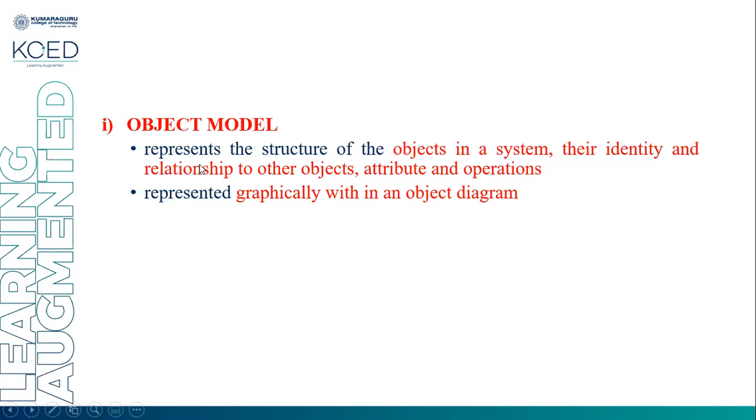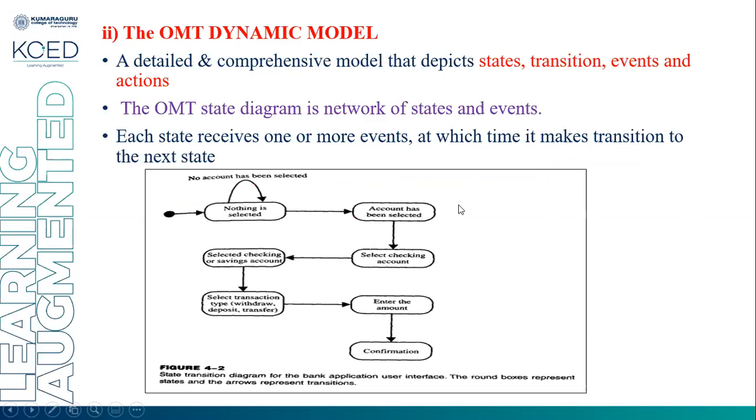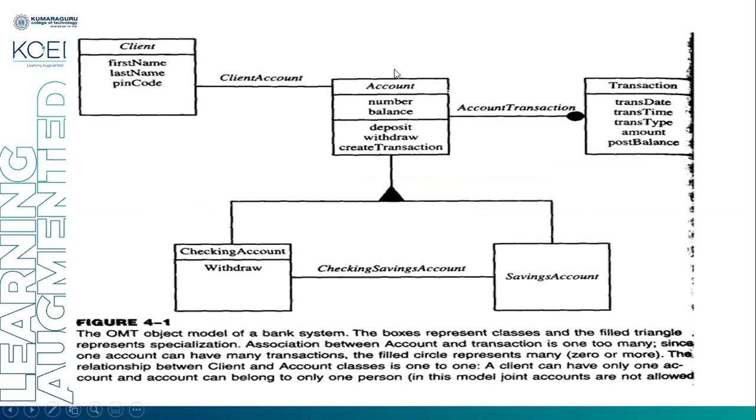Object model: it represents the structure of the objects in a system, their identity and their relationship to other objects, attributes of the objects and their operations. It is represented graphically within an object diagram. So see this example. An account contains a checking account and a savings account. These rectangular classes contain three compartments or two compartments. The first compartment is the name of the class, then the attributes, and the third compartment contains the methods.